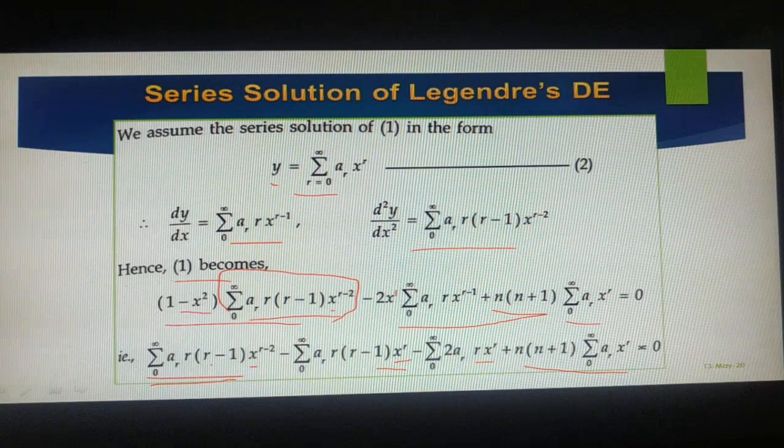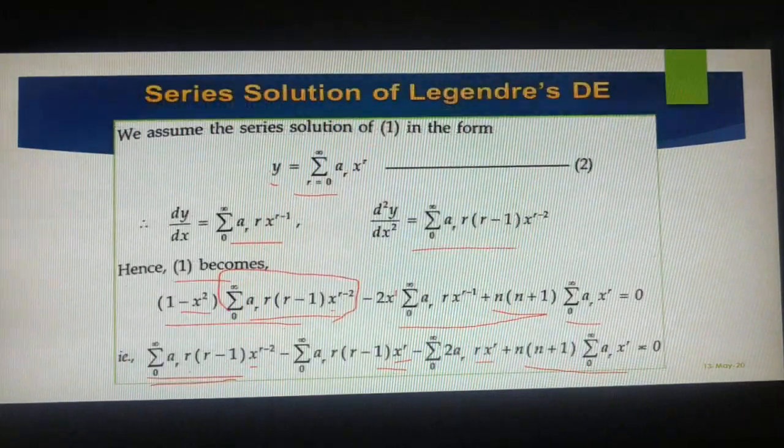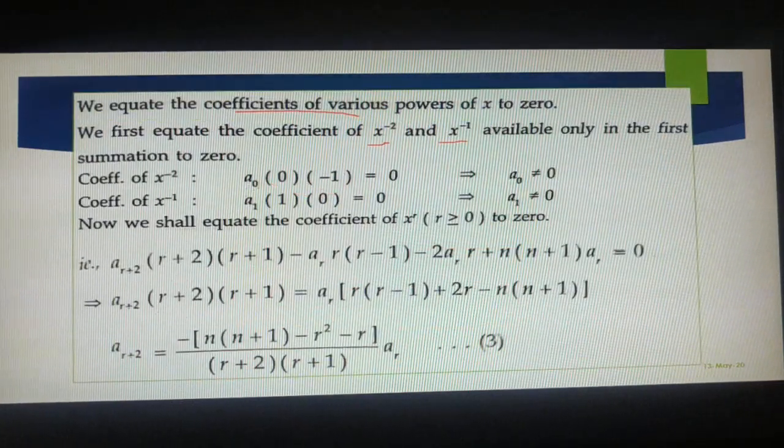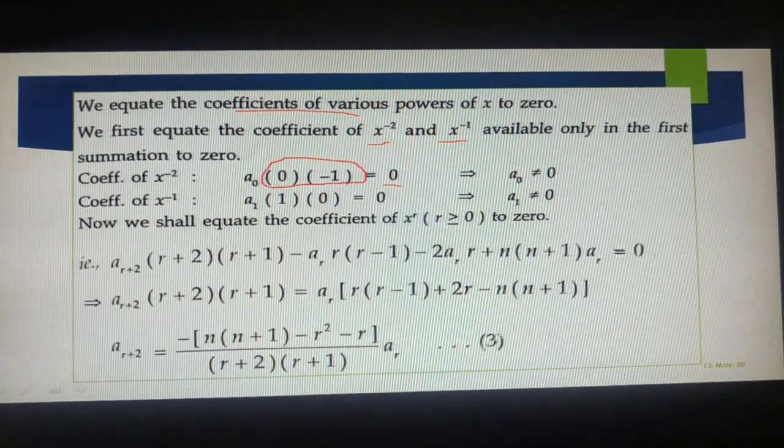So the coefficient of x power minus 2 is, when I substitute r is equal to 0 here, a0 into 0 into 0 minus 1, that is minus 1. Totally it will be 0. Okay. So because this term is 0, a0 should not be equal to 0. That's why we have a0 which is not equal to 0.